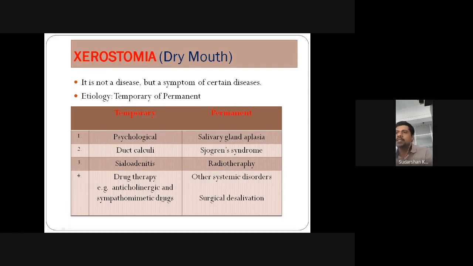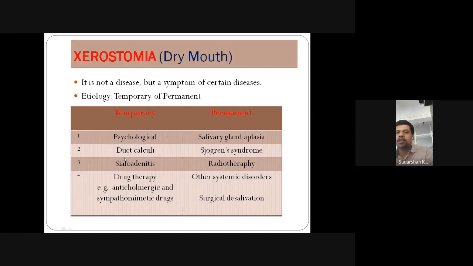So this etiology can be a temporary or permanent condition. As I have told you, very rarely are major salivary glands completely absent. The quantity of saliva produced is reduced, which leads to xerostomia, or it can be a temporary condition due to some situations. So on the whole, you can divide xerostomia as temporary or permanent. Temporary reasons for xerostomia are psychological disturbances and duct calculi.